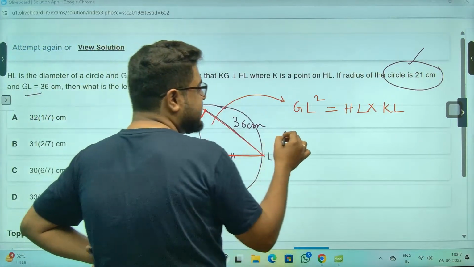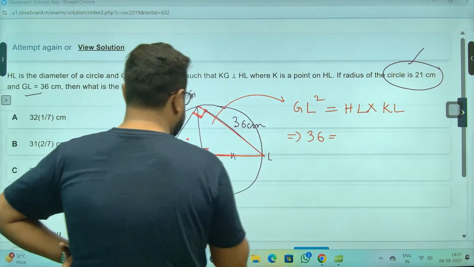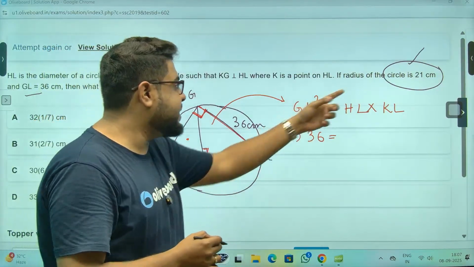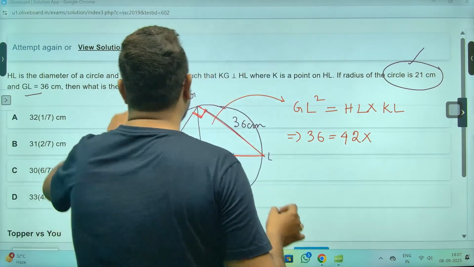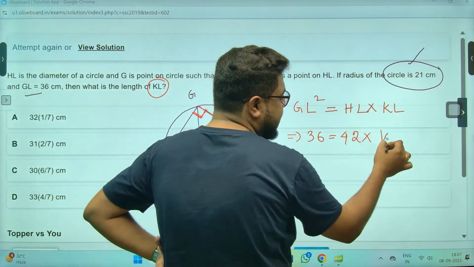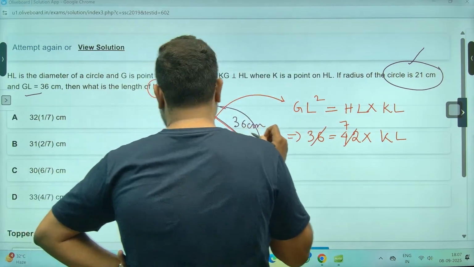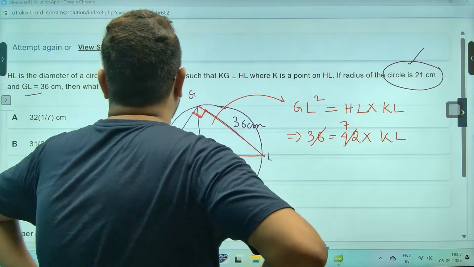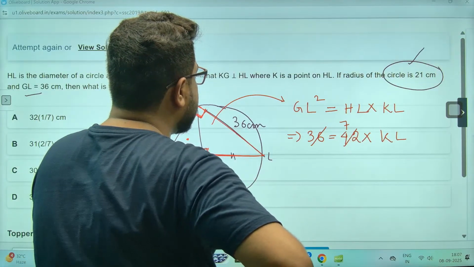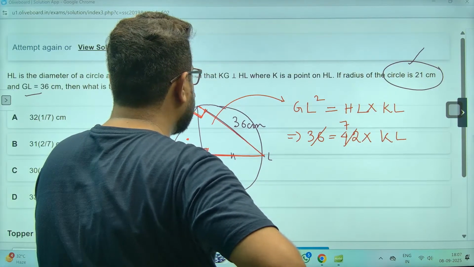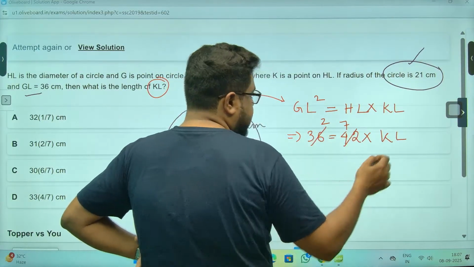Before that, let's complete this. Sir, GL square is given as 36 is equal to HL. Sir, HL is what? HL is diameter. Sir, radius is given as 21. Diameter is 42. What are they asking? They are asking KL, sir. एक लाइन में निकल गया सर. 6 sevens. अच्छा, this is what? एक सेकंड. हमने कुछ गलत कर दिया क्या? अरे 36 स्क्वायर था ना. एक्सट्रीमली सॉरी, माय मिस्टेक. अच्छा, this is 36 into 36.